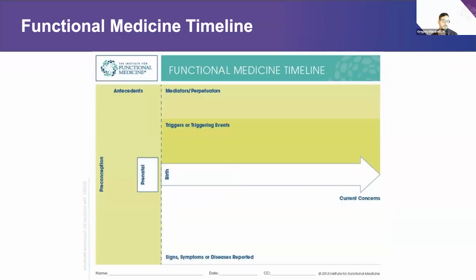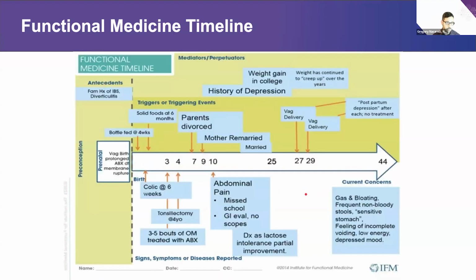To better outline the antecedents, mediators, and triggers, one thing that is done is this functional medicine timeline. And so essentially you could look at it preconception, prenatal, and then through birth, and then from then until now, what are the current concerns or issues that the individual is experiencing? So, for example, preconception, family history of IBS and diverticulitis. They had a vaginal birth, but then they were prescribed antibiotics, or the mother was, due to membrane rupture. This individual was bottle fed at 4 weeks, which could predispose them for health issues later on down the line.